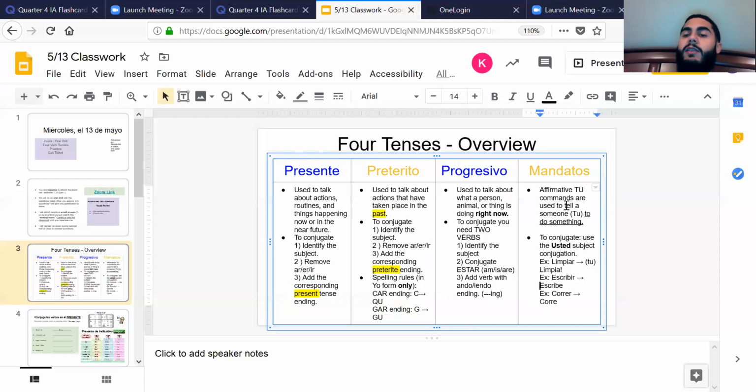Now, please do not confuse this. I know you see tú here, but in reality, you are using the usted conjugations to tell somebody to do something. All right? So do not forget that. These are all the verb tenses that we have learned. These are all going to be on the IA. The remainder of this lesson of the classwork is simply practice with all of these tenses.